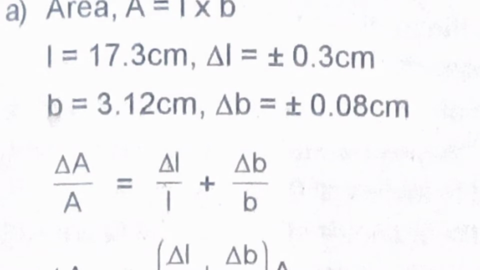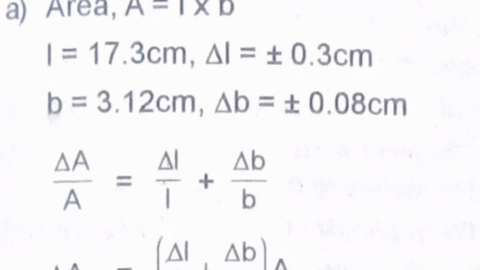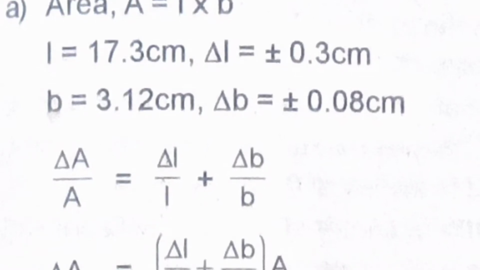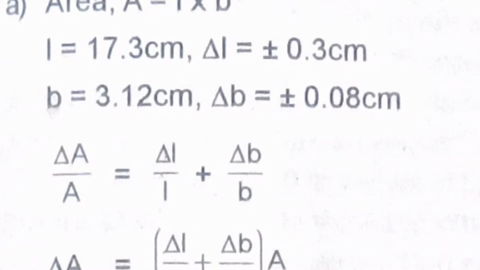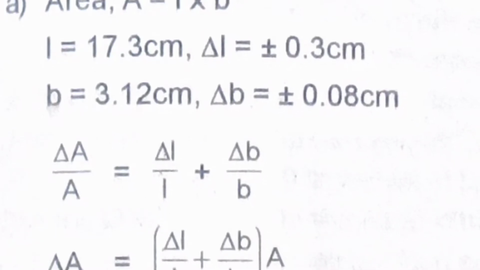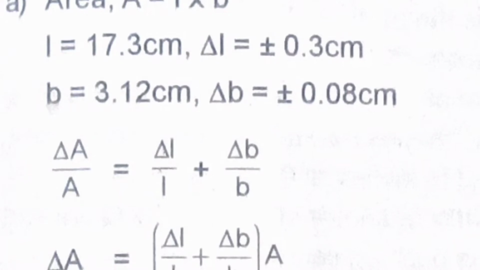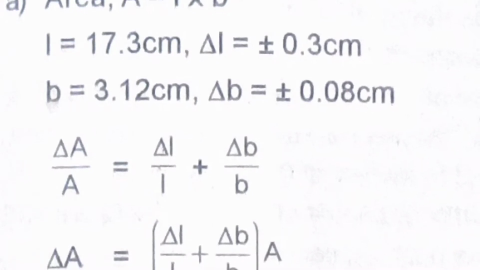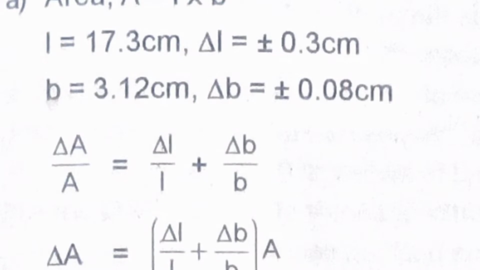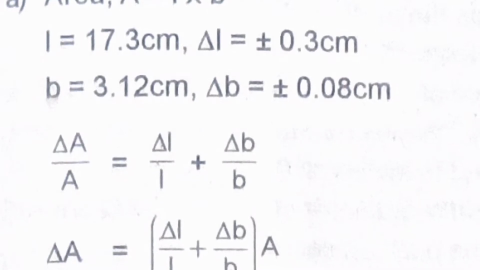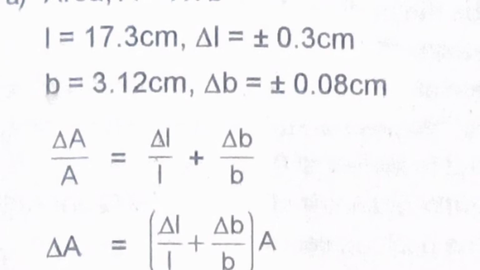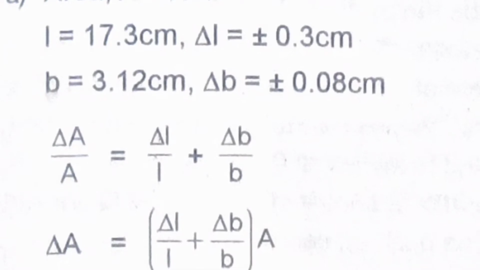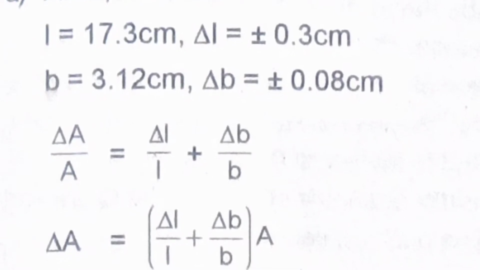So what about the breadth? Breadth is given as 3.12 plus or minus 0.08 centimeter, right? So how we can express the breadth? That is B plus or minus delta B, right? So what is B here? B is 3.12. And what is delta B? Delta B is 0.08 centimeter.